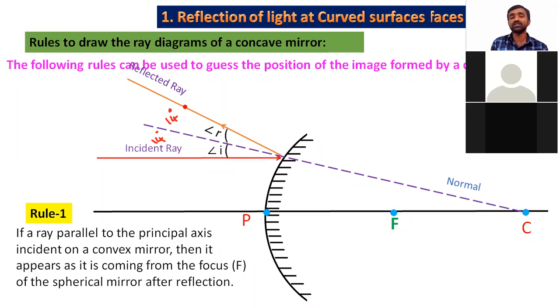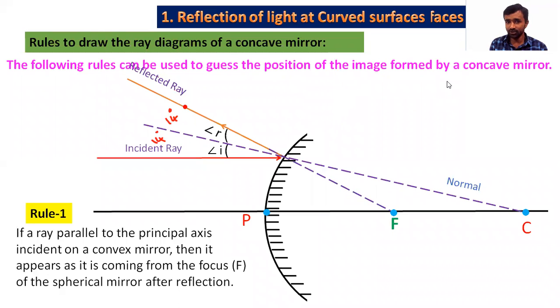So what to do in this case? We have to move in the backward direction. So use your scale and extend it in the backward direction. What did you observe? If I extend that reflected light ray in the backward direction, will it meet the principal axis? Yes. Where? It is going to meet at the focus. Right, at focus, but it is not actually happening, we are virtually imagining it.